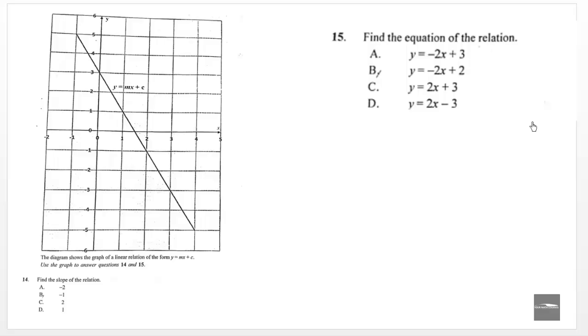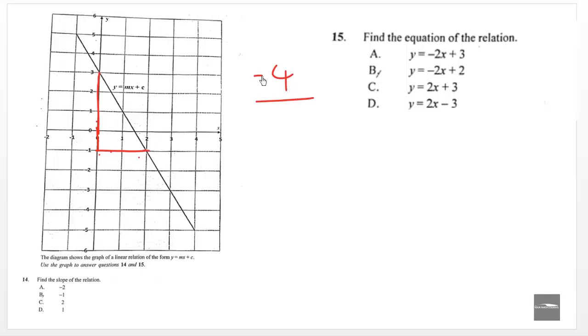Question number 14 is here. The diagram shows the graph of a linear relation of the form y equal mx plus c. Use the graph to answer questions 14 and 15. Find the slope of the relation. So you can find the slope using this change here up to here over this. So from negative 1, we have 1, 2, 3, 4. So 4 over 1, 2.